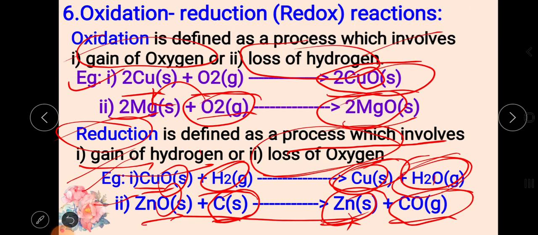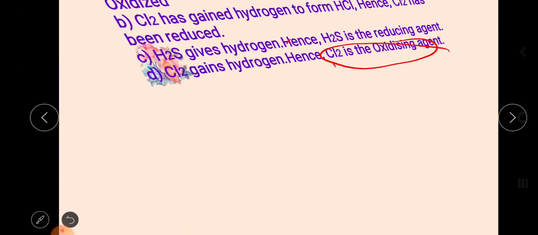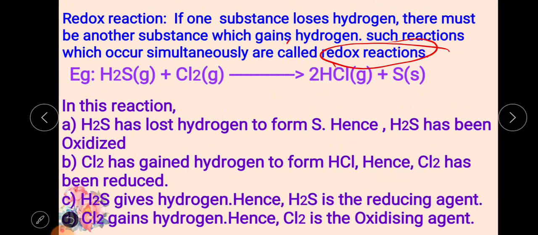But in a redox reaction, losing of hydrogen and gaining of oxygen both occur, meaning oxidation and reduction both occur in one single reaction. That is a redox reaction. We'll discuss that.